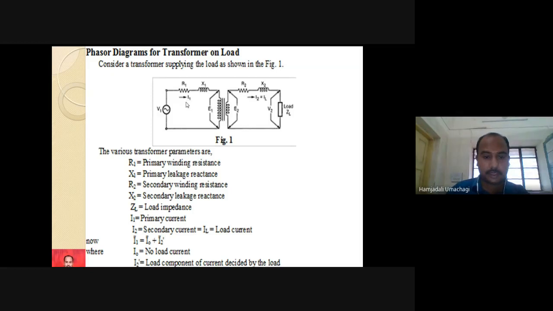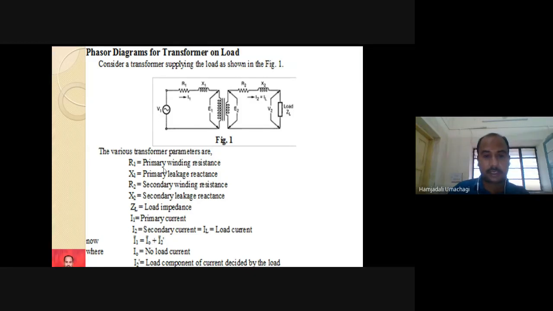Then comes current I2. What is this current I2? Secondary current. Yes or no? Secondary current, and the same current is also flowing through the load, because this is as good as a series connection. So load current IL is also equal to the secondary current I2. So I2 is equal to load current IL. Then comes I1. I1 is equal to what? No load current plus current decided by the load.